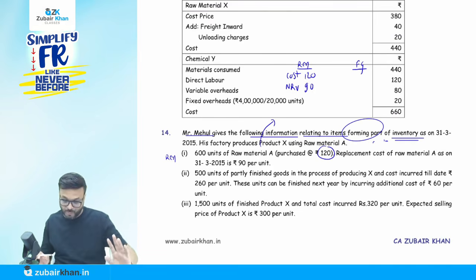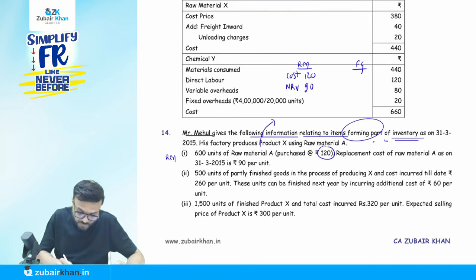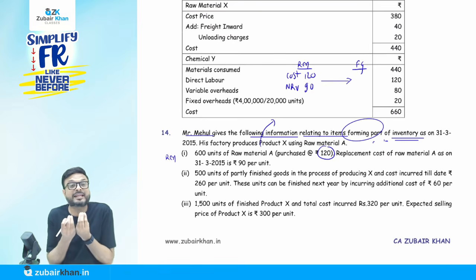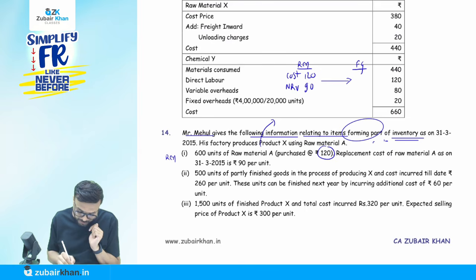Don't just say lower is 90. Okay, so what we have to do here is go to finished goods. The point number 2 says 50 units of partially finished goods. Partially means what? WIP. I will discuss them later on. Let's come to the third point.